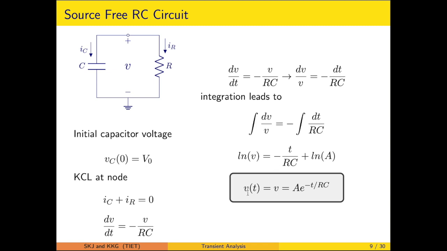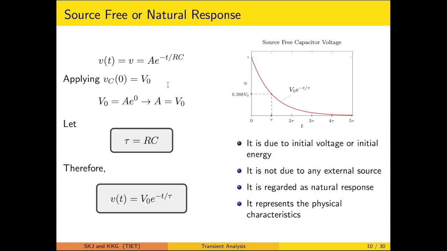So this equation is rearranged into the form V(t) is equal to A e to the power minus T upon RC. When we are interested in calculating this coefficient A, we substitute the initial conditions, which gives the value A is equal to V0. Now RC is represented as a time constant. So the standard solution of this source free capacitor voltage is expressed by V(t) is equal to V0 e to the power minus T upon tau.